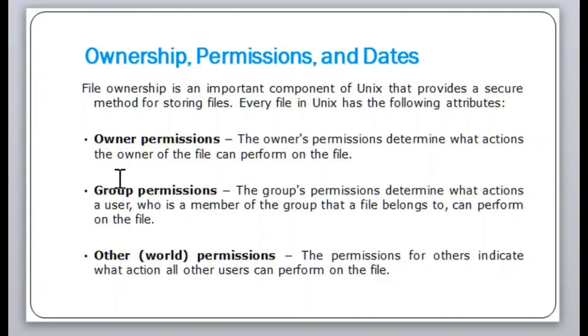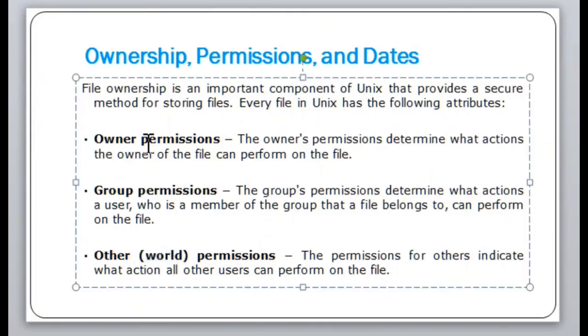It also has group permissions. The group's permissions determine what actions a user who is a member of the group that file belongs to can perform on the file. We also have other or world permissions, meaning everyone else besides the owner and group. And the permissions for others indicate what actions all other users can perform on this file that are not part of the owner or group.